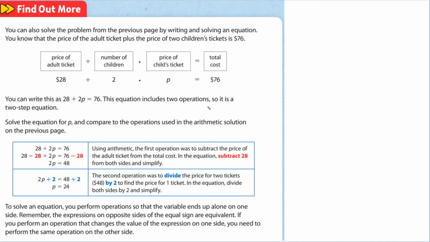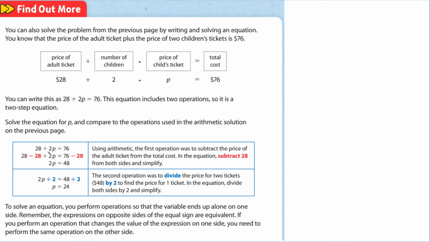This equation includes 2 operations. So it is a 2-step equation, and we'll break down why it's 2 operations. Solve the equation for p and compare to the operations used in the arithmetic solution on the previous page. So there's the equation: 28 plus 2p equals 76. The first thing you do in this problem, and we will go over that using a flowchart as well, is take 28 away from both sides of the equation, because what you need to do is the inverse of order of operations to solve equations.